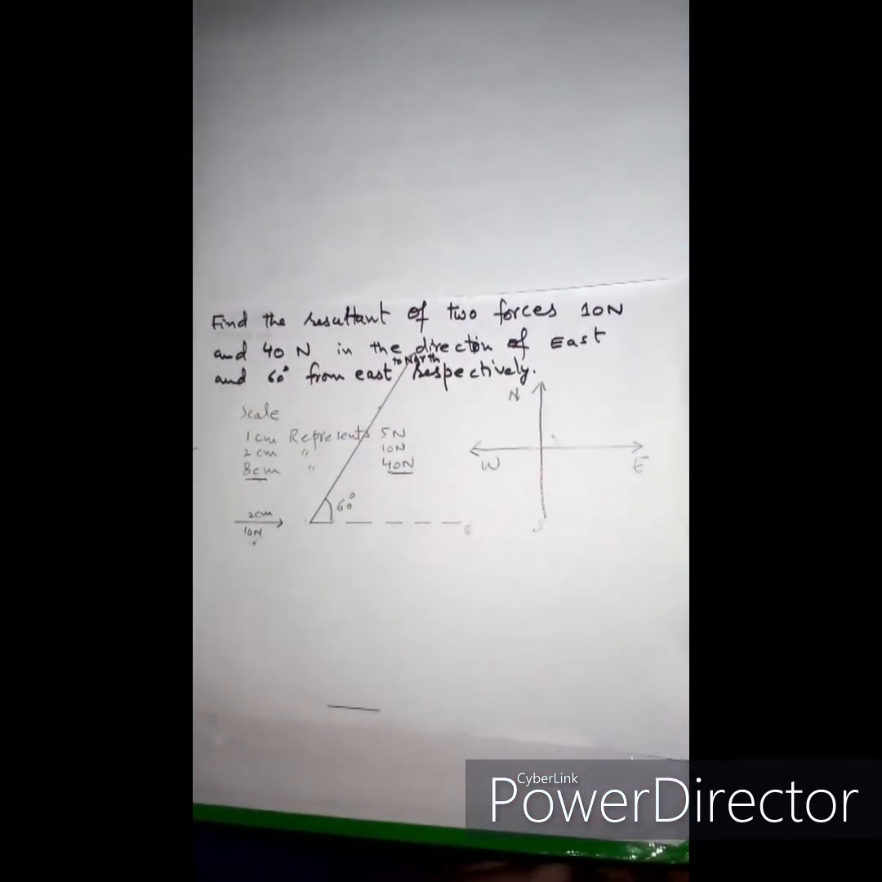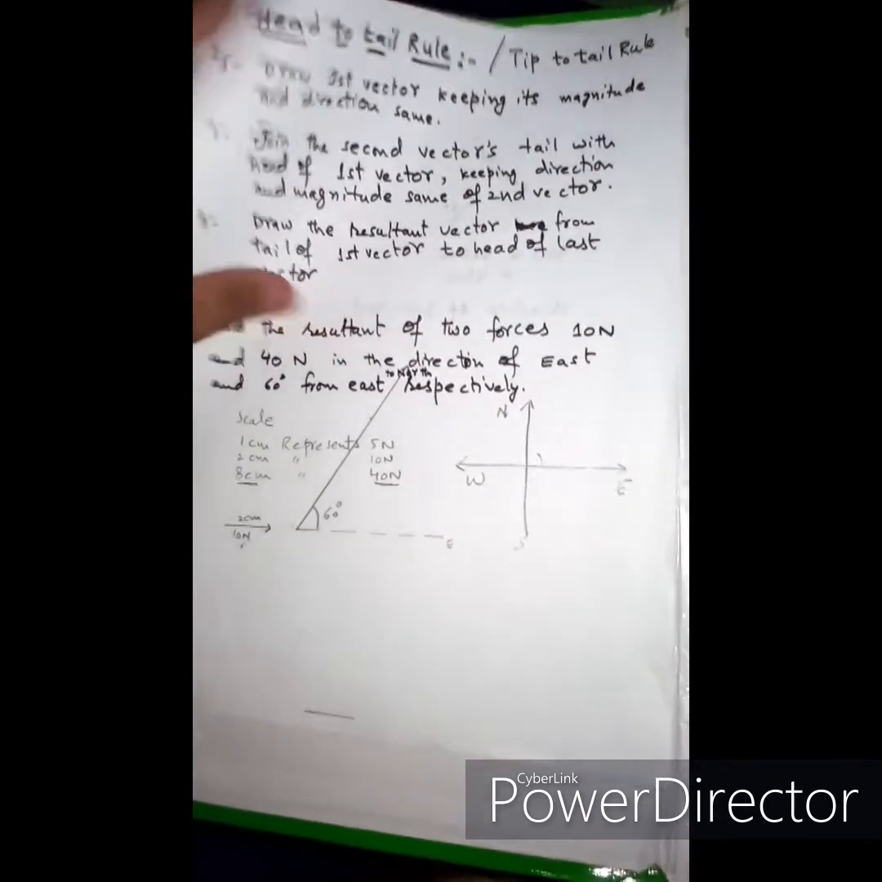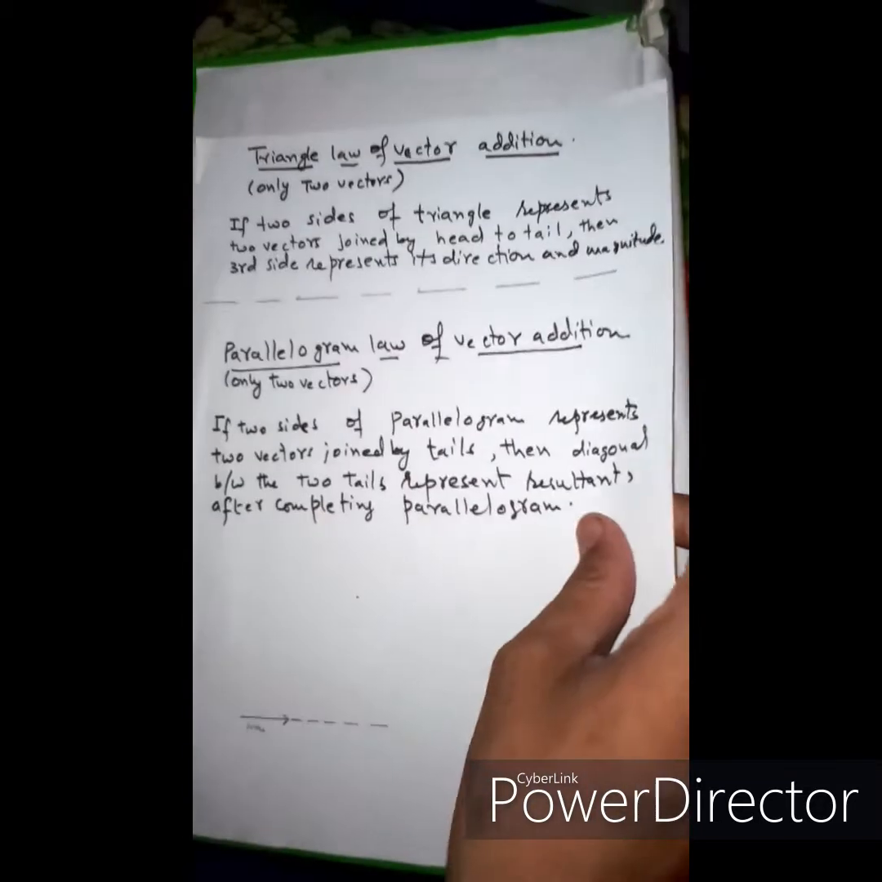So how could we apply the parallelogram law of vector addition? Its earlier answer is 45 Newton and 50 degree. So we will see whether we get the same answer from it or not. We can prove it easily. You see right here.